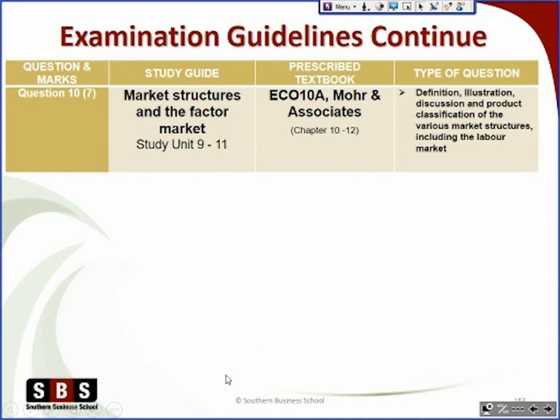And then question 10 is 7 marks. It's about the market structures. Those are the last few that we covered: monopoly, oligopoly, perfect competition. Know the differences between those. So it's a definition, illustration, discussion, and product classification. In your study guide and in the textbook, it shows you what type of products go with what market system. I haven't necessarily looked at that in the presentation, but go and look at what type of products go with what type of market system, and give an example. You are going to get that in the exam. Summary of the exam, just a bit more breakdown of the exam. Okay, so question 1 is the 5 marks.